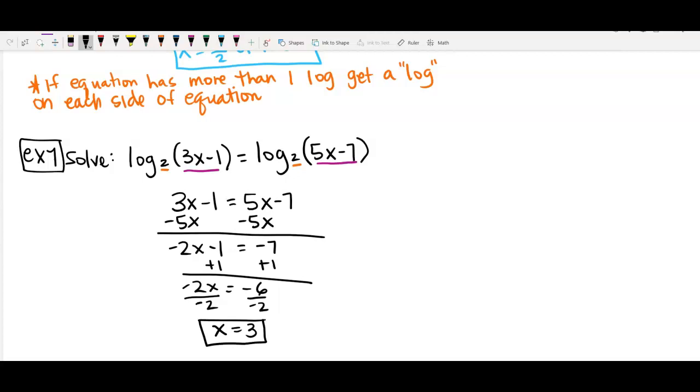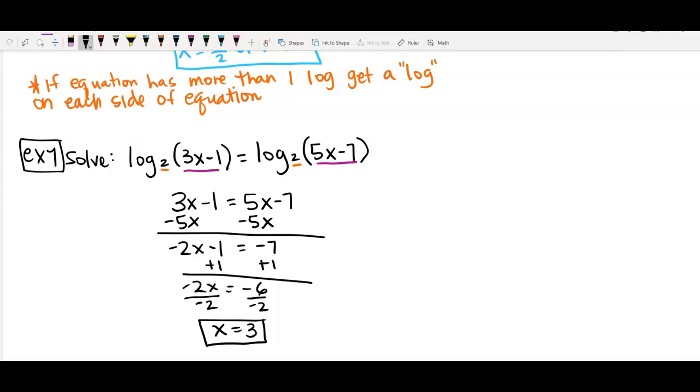All right. And again, you can try and check these as well, right? If I put 3 in place of x up here, 3 times 3 is 9, minus 1 is 8. And then if I do that over here, 3 times 5 is 15, minus 7 is also 8. So you get the same thing on both sides. We can tell that checks out, and that is our answer.